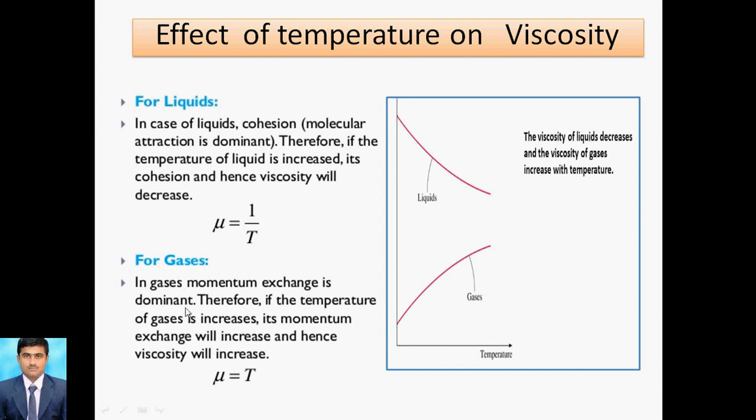Next for gases. Here when you heat the particular gas, it increases the viscosity, because the molecular effect becomes more dominant than the bonding. So that's why the relation is mu is proportional to T. Is it clear? So this is the effect of temperature on viscosity.